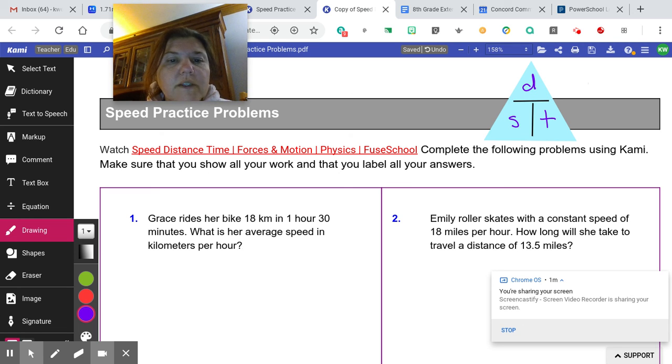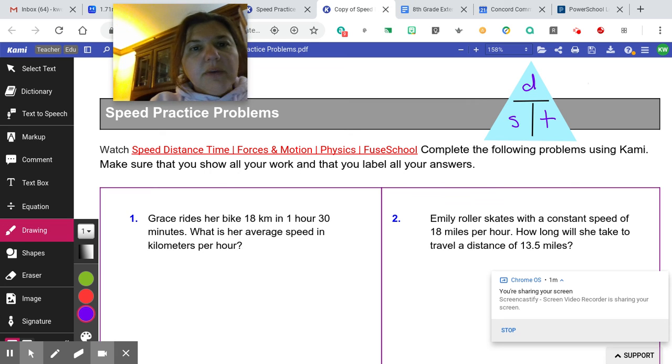It says Grace rides her bike 18 kilometers in 1 hour, 30 minutes. What is her average speed in kilometers per hour? So the first thing that we want to do is find what the question really is asking. So going back and reading it, it says, what is her average speed? That's really the root question here that we need to answer.